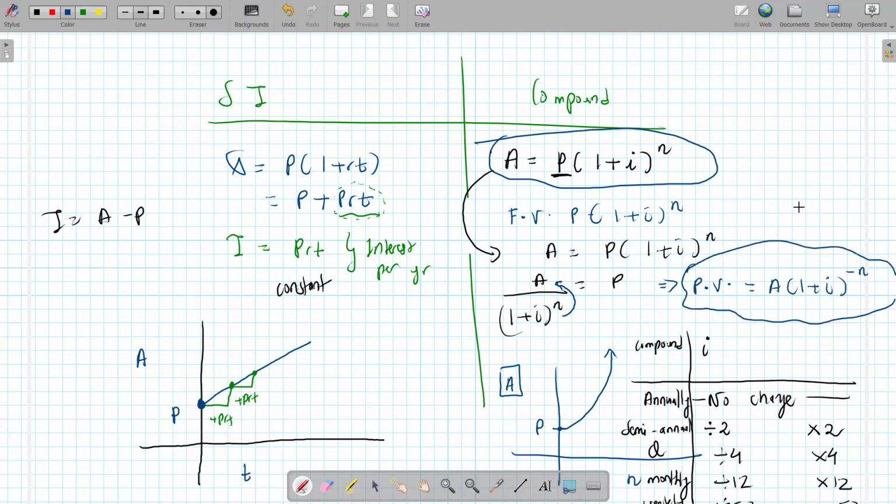So this is the formula you want to use if they give you a future amount and ask you for the money today. And this is the expression, or this one, they're the same. You want to use it if they ask you what your money will be in the future.